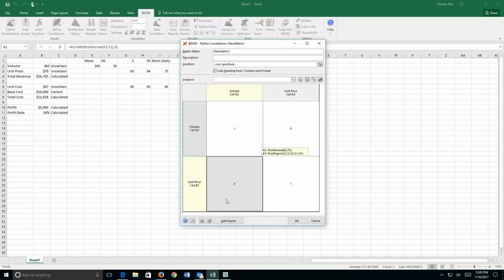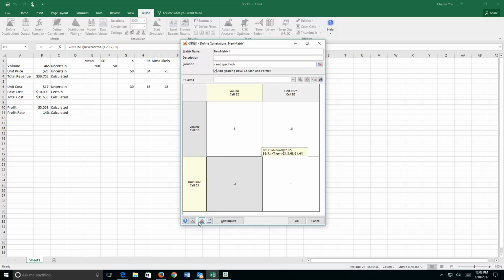So let's select this cell here. Volume is the column heading and unit price is the row heading. So this is the relationship, the correlation between volume and unit price. And we've said that we believe that that's a negative relationship. And let's make it a minus 0.8. So that's reasonably strong.